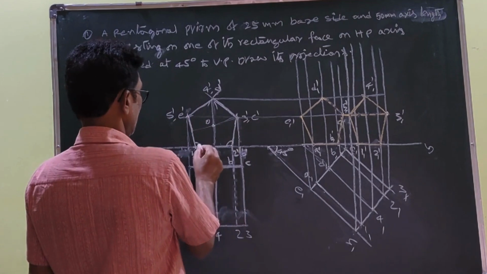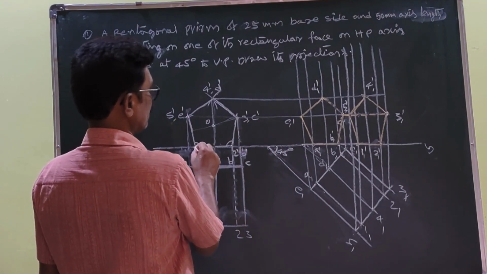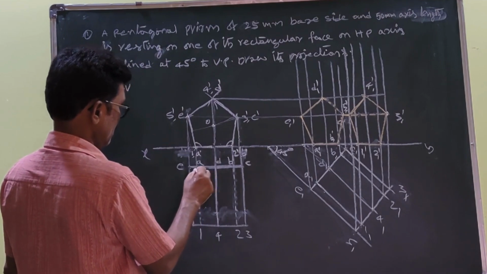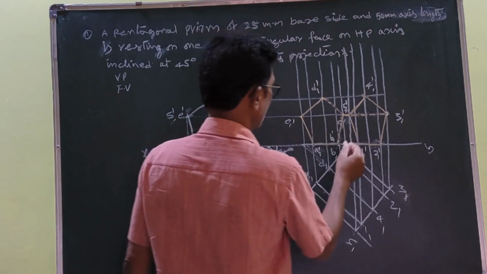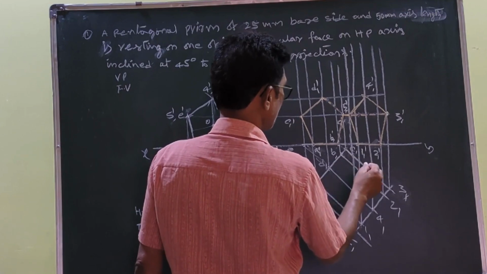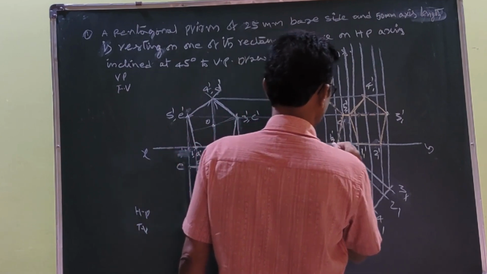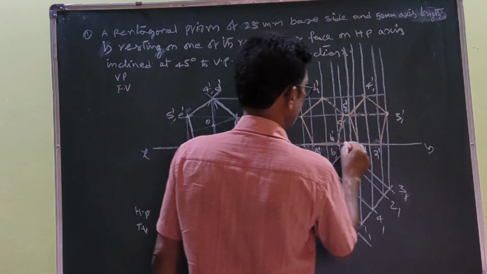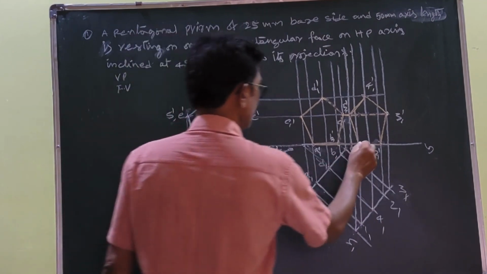You see here, B to 1 is visible. This is visible. A to 1 is visible. Where is A to 1? On this A to 1. This is visible. This is the A to 1. This is visible. Up to this is visible.